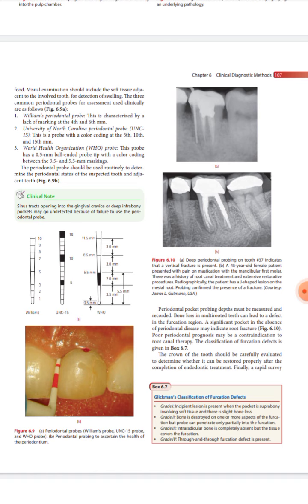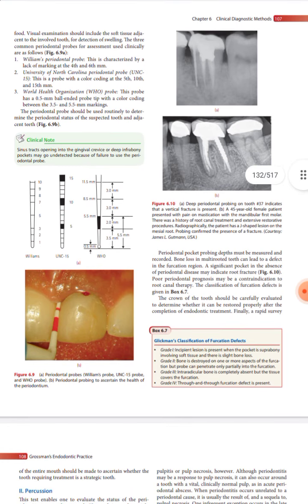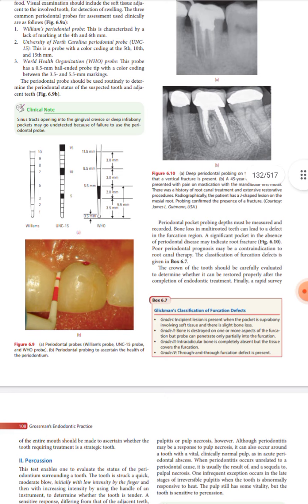Visual examination should include the soft tissue adjacent to the involved tooth for detection of swelling. The three common periodontal probes used clinically for assessment are as follows: the Williams periodontal probe, which is characterized by a lack of marking at the 4th and 6th millimeter; and the University of North Carolina probe. A sinus tract opening into the gingival crevice or deep infrabony pockets may go undetected because of failure to use a periodontal probe.